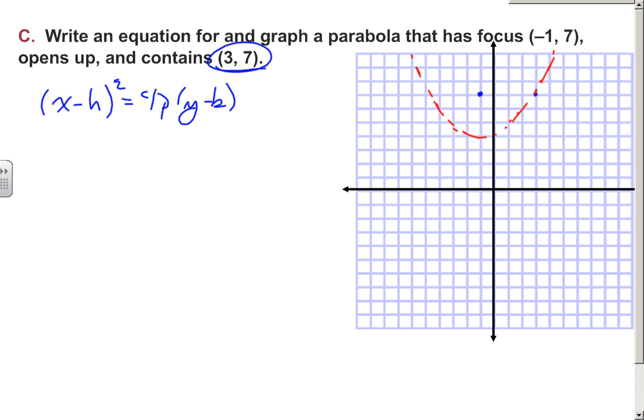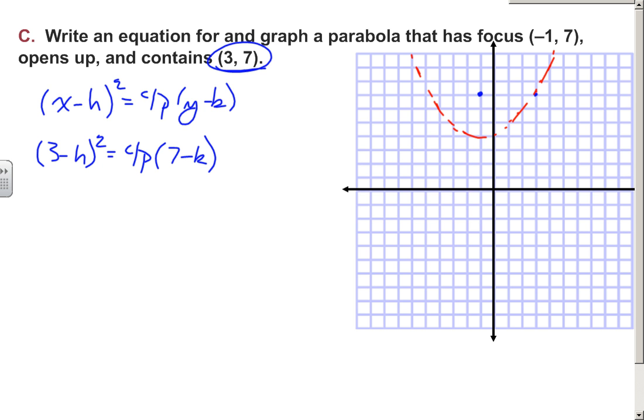So we can substitute those values in for x and y, giving us the quantity 3 minus h squared equals 4p times 7 minus k. Okay, we need to look a little more closely and see what we can find out about the p and k values.